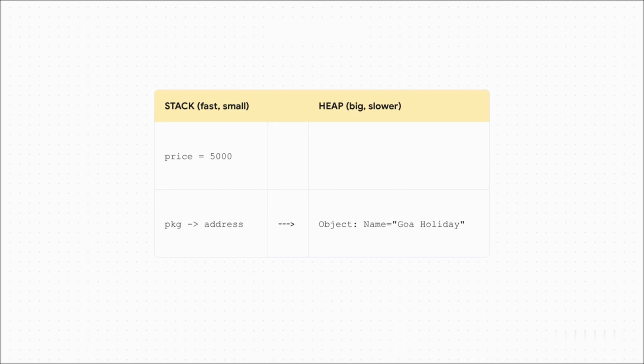And this is where it all clicks. Just look at this map. On the left, we've got our fast organized stack. The price variable is right there, holding its value, 5,000, directly. Simple. But below it, the package variable doesn't hold the package object itself, right? It just holds a pointer, an arrow, that points to an address. And that address leads us over to the heap on the right, where the actual, much larger object with all its data actually lives. This is the fundamental partnership between the stack and the heap.